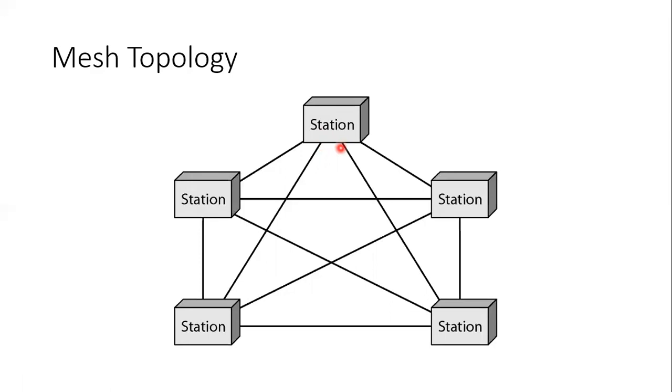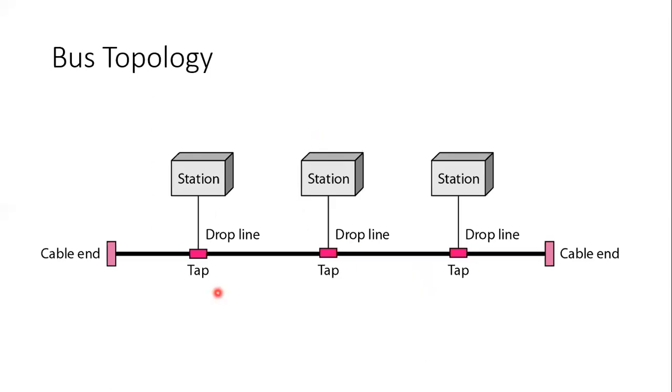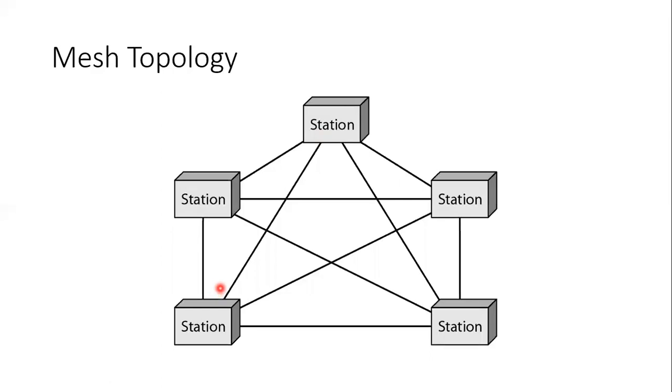So this is station B, C, D, E. Then the station station 1.